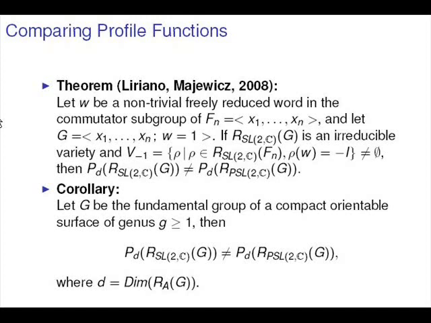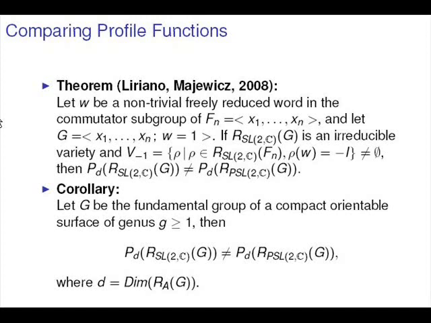Suppose that this algebraic variety, V of -1, is equal to the set of homomorphisms rho from the space of representations of the free group with the property that this word here is sent to -1. And suppose that this algebraic variety is not empty. Then the profile function of G over SL2 complex is equal to the profile function of G over PSL2 complex. Now, PSL2 complex is SL2 complex when you kill the center, also minus the identity.